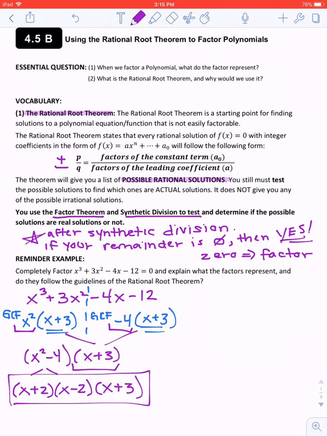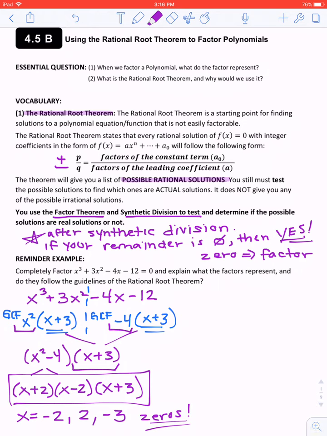So now, I'm going to look at it in a different way, and I'm going to say, okay, what does this represent? Does it follow the guidelines of the rational root theorem? Well, these factors represent pieces of my polynomial, and I can use them to find the zeros. So what are your zeros? I have -2, +2, and -3. So these are my zeros. These are my x values that would cause a 0 in my function.